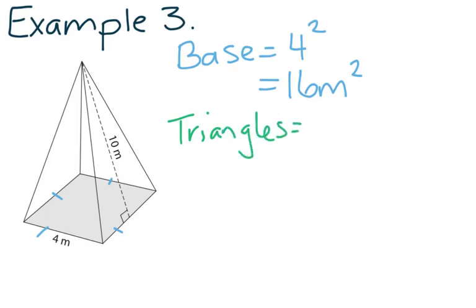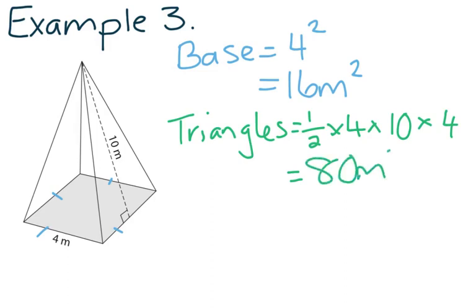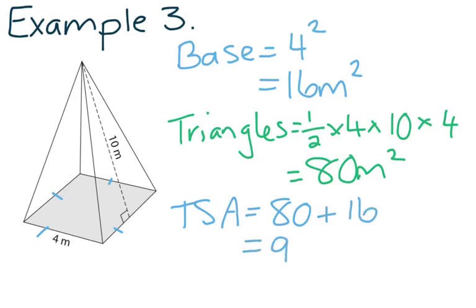So the triangles would be half of the base, which is 4, half times 4 times 10, which is the height there. And then we have 4 of them, so we multiply that whole lot by 4. So we would end up with 80 metres squared. So then we do our total surface area by adding those two things together to get 96 metres squared as our surface area of this pyramid.